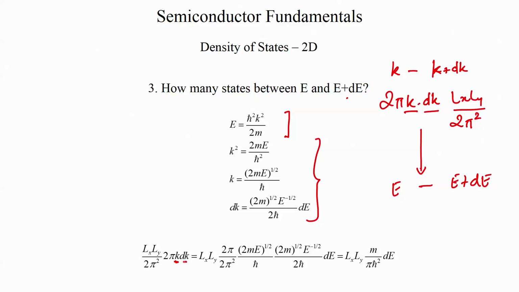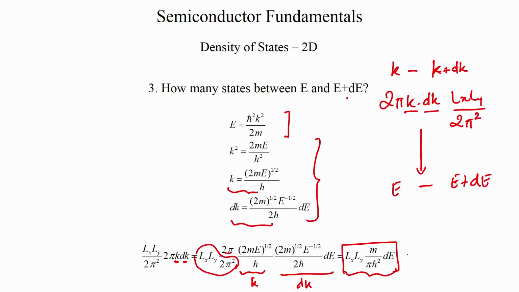So these are the number of solutions in terms of E. We use this expression for my k and this expression for my dk. So it's 2 pi k dk times Lx Ly by 2 pi square, the number of solutions. When you simplify all this, you get this neat little answer here, and this is the number of states present between E and E plus dE.